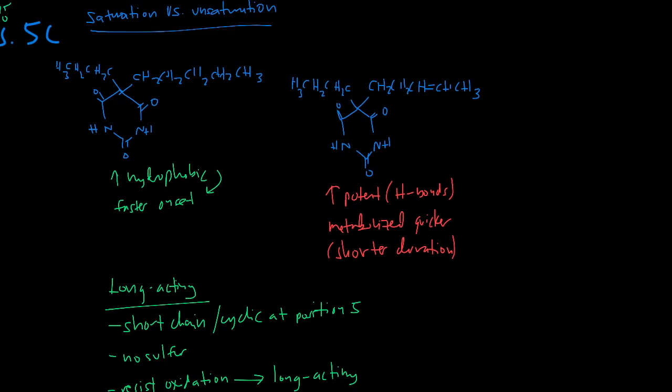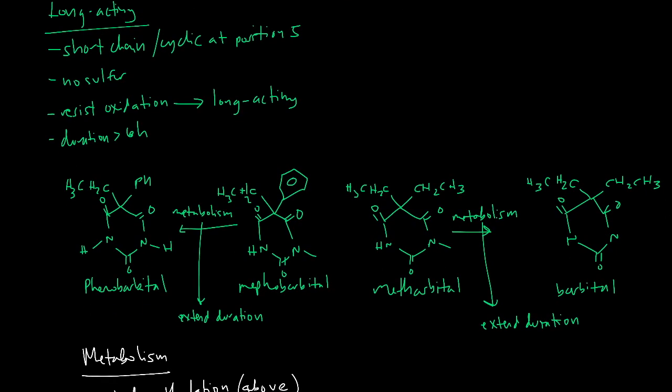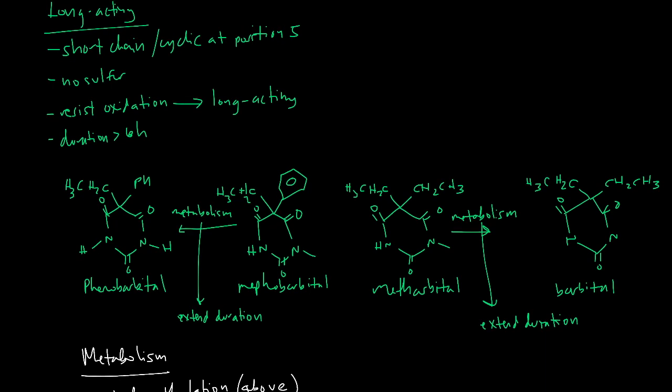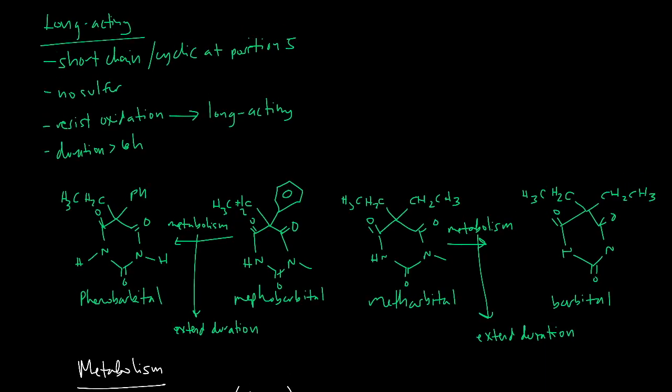So, let's see. Your long-acting compounds have short chains, are cyclic at position 5. They definitely don't have a sulfur. Sulfur only happens in the ultra-short-acting compounds. Otherwise, it's not ultra-short-acting. Long-actings definitely don't have a sulfur. They can resist oxidation, therefore they are long-acting, and they have a duration of more than 6 hours.